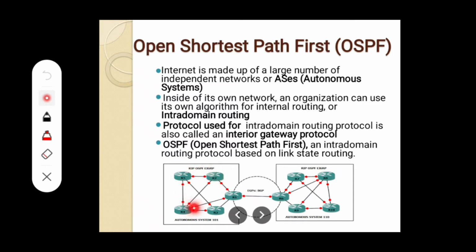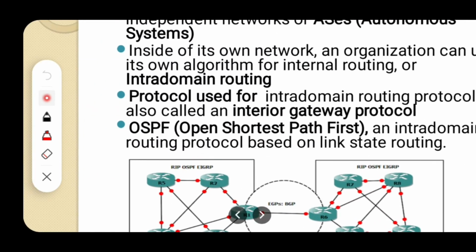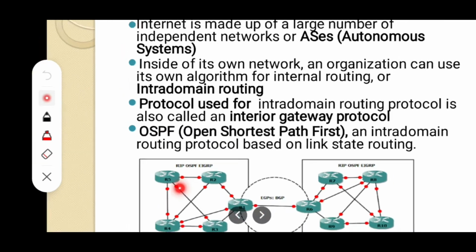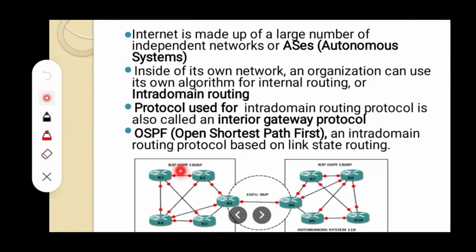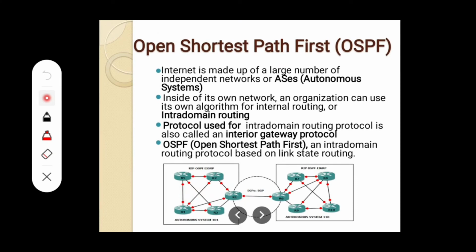So for this interior gateway or intra-domain routing, we are using protocols like RIP, OSPF. It is given here: RIP, OSPF, EIGRP. Okay, so we have already learned RIP. Now we are going to see OSPF. Okay, for inter-domain, what is this called? Routing between two autonomous systems is called inter-domain routing.